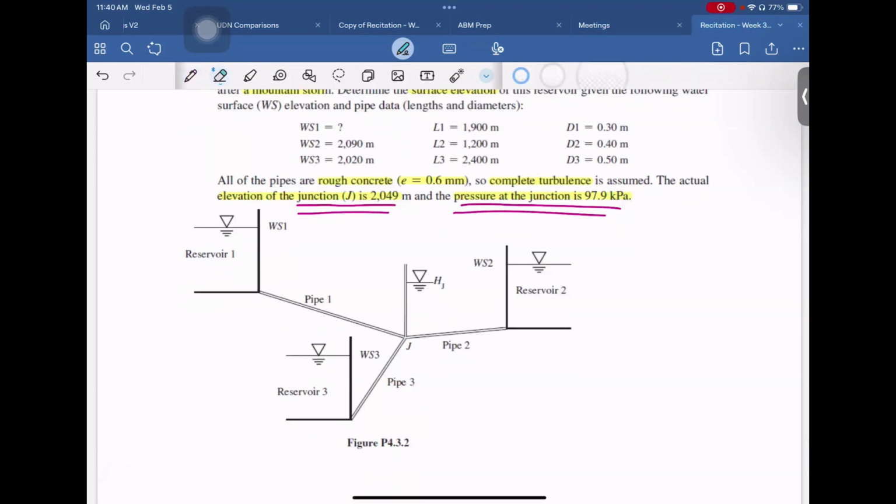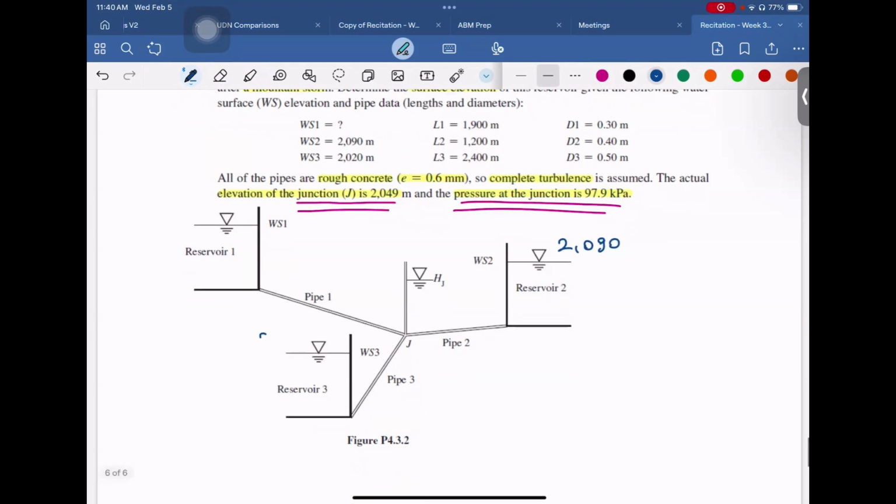So the water surface elevation at reservoir 2 is 2090, and here it is 2020, and here we don't know. But for now, we don't need to know to define the direction because it is the highest one, and we are going to find that.